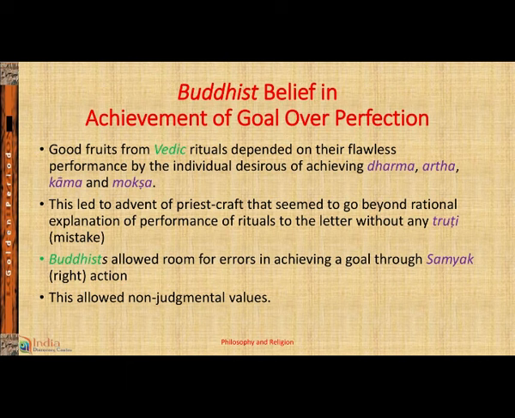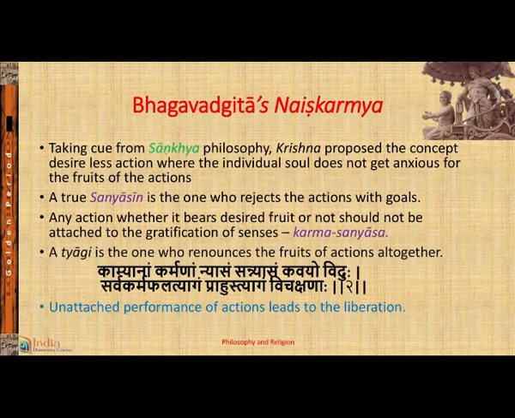And then this started to go beyond the rational explanation of why certain things have to be done in a certain way. So it should be done without mistake and everything. So those things were questions. So Buddhists then came and they allowed for that. Then you are human, you can make mistakes, and you can achieve goals through the right action. And this allowed a non-judgmental view of the values.